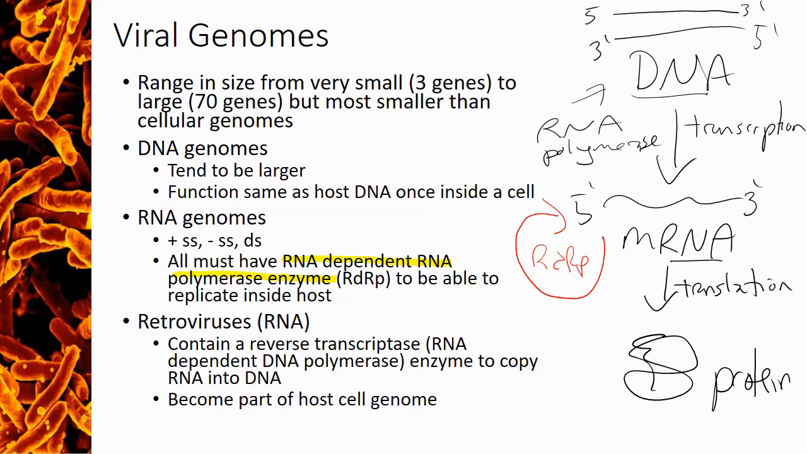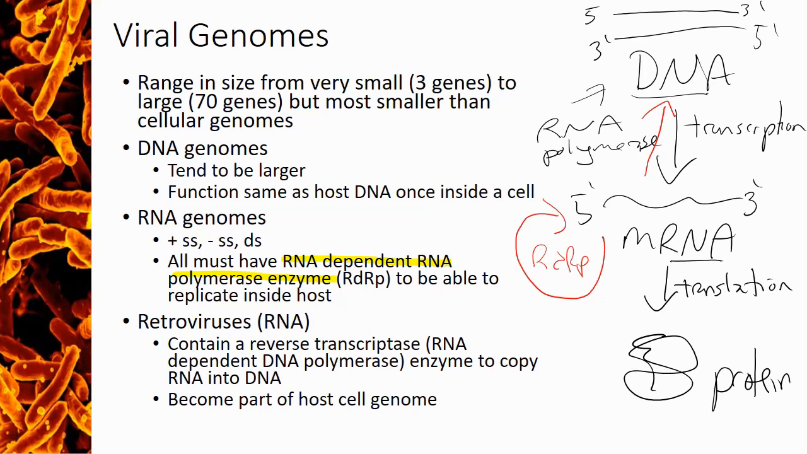There's also a special type of RNA virus called retroviruses, which need an RNA-dependent DNA polymerase, also called a reverse transcriptase, in order to replicate. These enzymes use RNA to make a DNA template. Thus, they go in the opposite direction of transcription, which is why they are called reverse transcriptases.